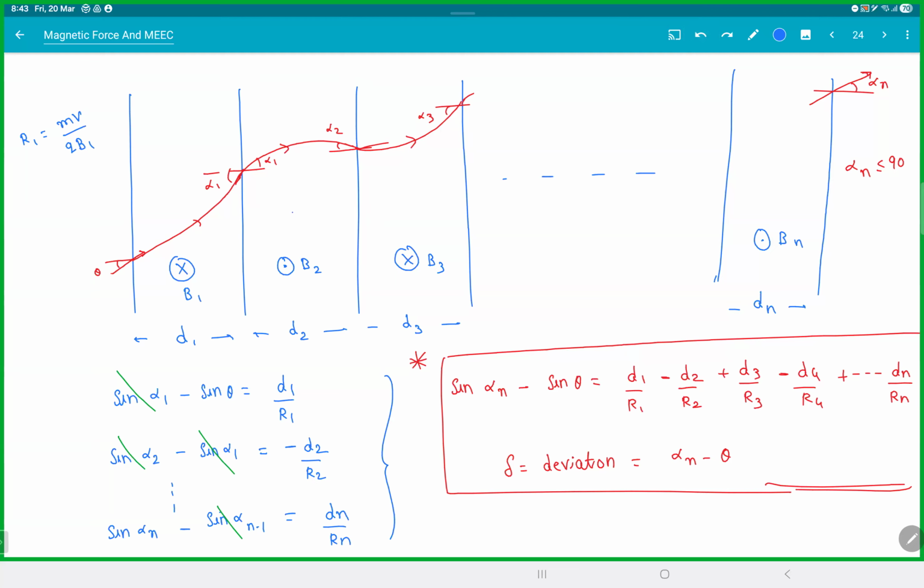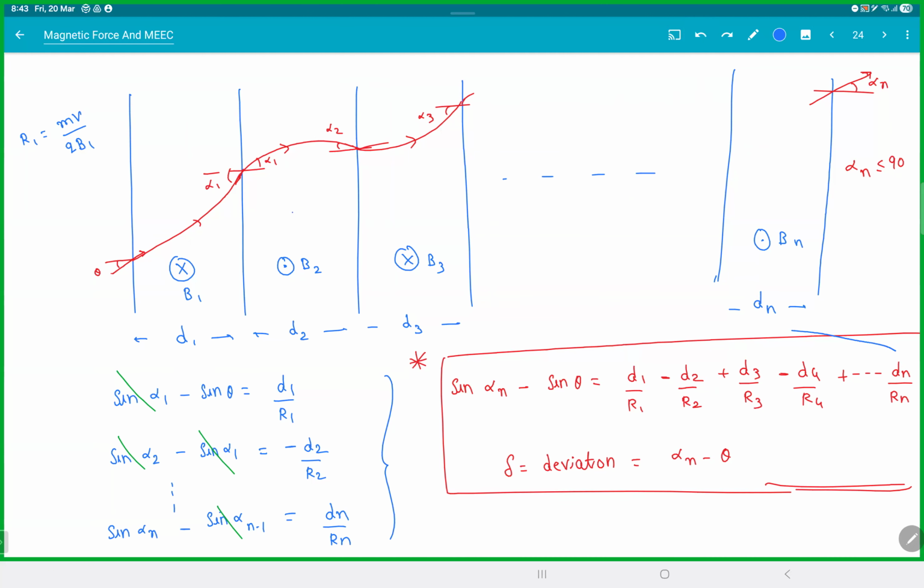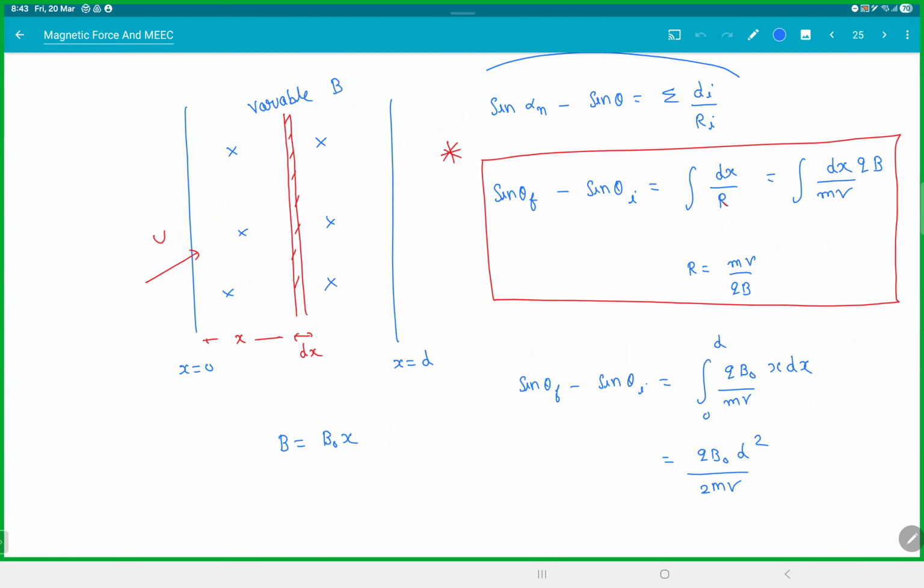So you don't have a single region, but multiple regions. Then we said, even better, what if the field is changing with time? Just look at this derivation. If all are in the same direction, can I just put sigma di by ri? And sigma becomes integral. So whenever B is changing, this is the general formula for deviation: sine theta final minus sine theta initial is the integral of dx by r, where r is mv by qB and B is changing with x. You can just put it in there and integrate.